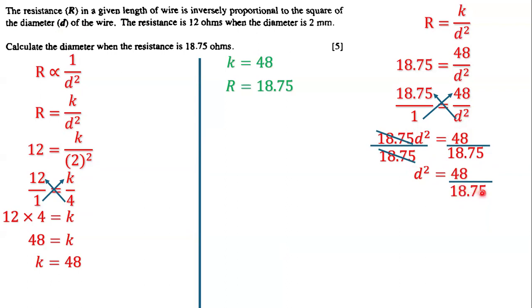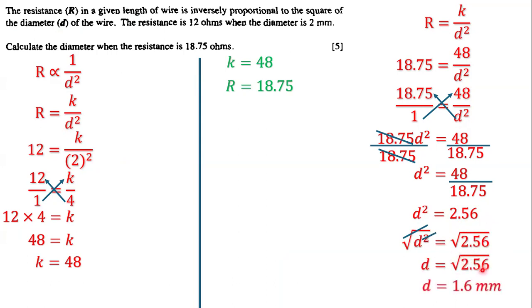Next, we divide these two numbers. 48 divided by 18.75 gives us 2.56. And so we have that D squared is equal to 2.56. Next, we take the square root of both sides. The root cancels out with the power. And so we have that D is equal to the square root of 2.56, and the square root of 2.56 is 1.6. So the diameter, when the resistance is 18.75 ohms, is equal to 1.6 millimeters. And that's the answer to this particular question.